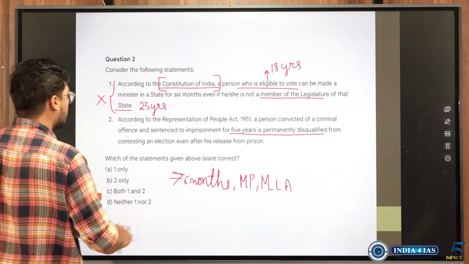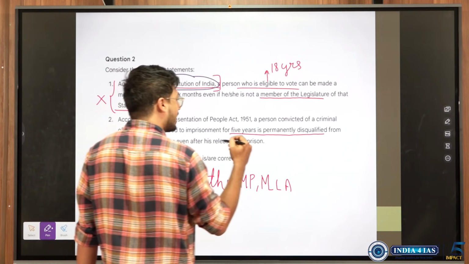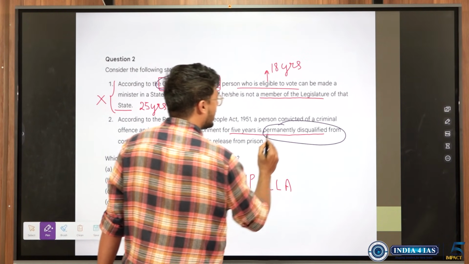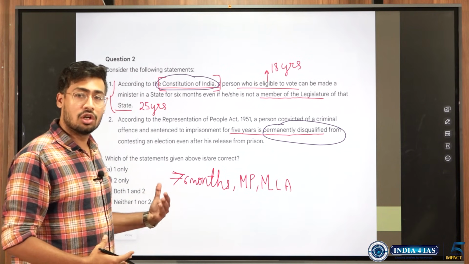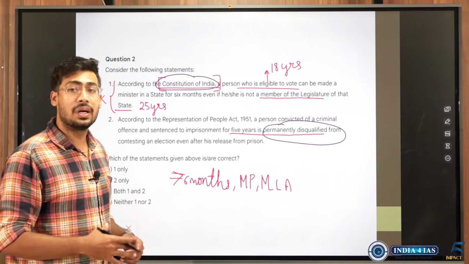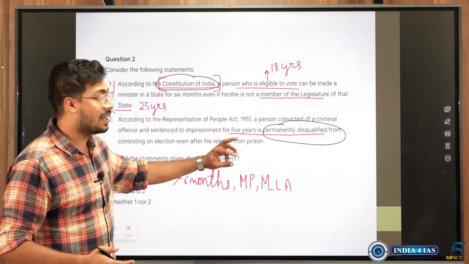Another trap here is this: one is the Constitution of India, like we spoke about in the last statement. The other trap is permanently disqualified. Usually the law or the mechanisms that we have involve a very long duration of imprisonment or a long duration of disqualification, but in most cases it is not permanent. Here they have picked exactly that and made the statement wrong.